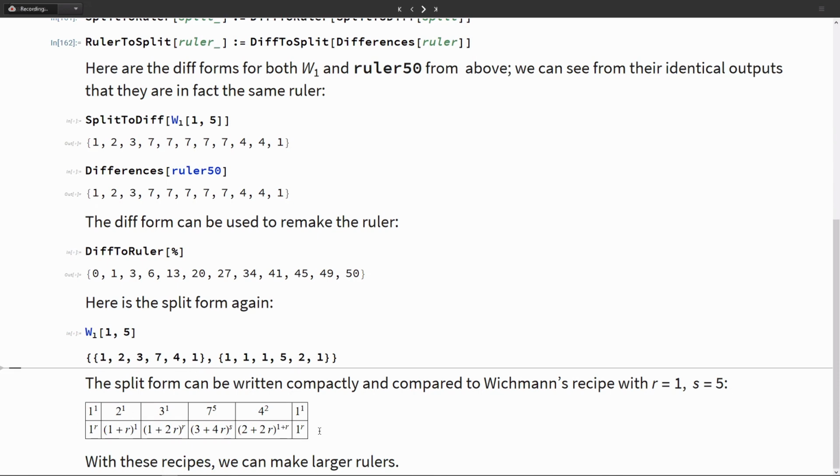And here's a table showing the original recipe. Here's the recipe down here. If we plug R equals 1 and S equals 5 into these, we get these values. So basically, this isn't actual exponentiation. We're basically saying 7 is repeating 5 times. 1 occurs once, 2 occurs once, 3 occurs once, 7 occurs 5 times, 4 occurs twice, 1 occurs 1 time.